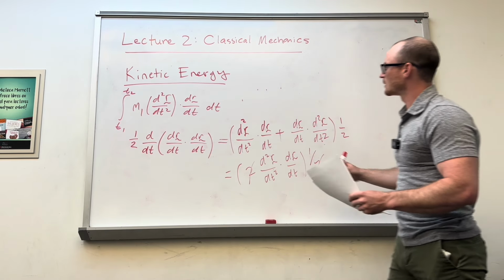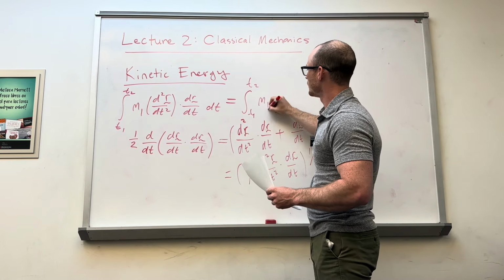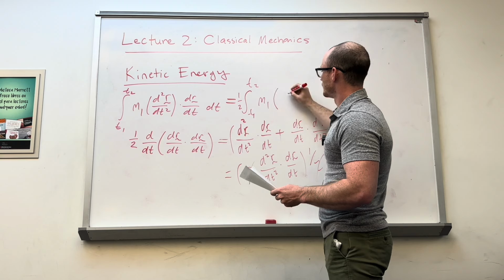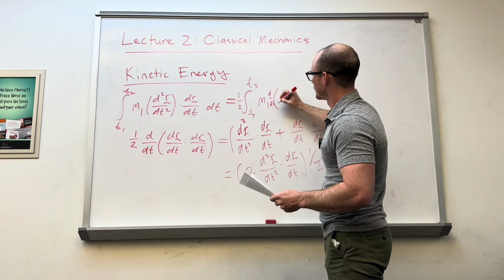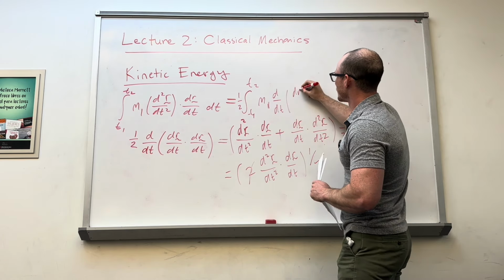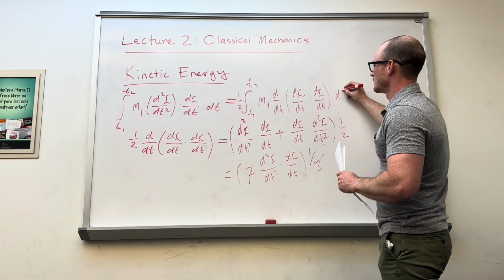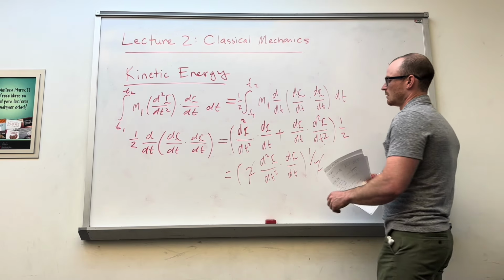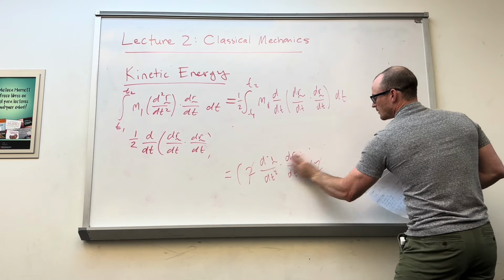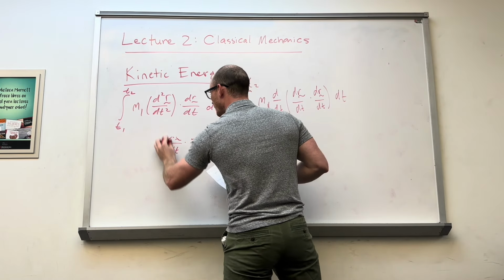So now that we have that, we can rewrite this integral, from t2 to t1 of 1/2 m1 d/dt of dr/dt dot dr/dt dt. Now that we've done this, I'm just going to erase this so I can have some extra space. It's kind of tricky to manage the space on this single whiteboard.